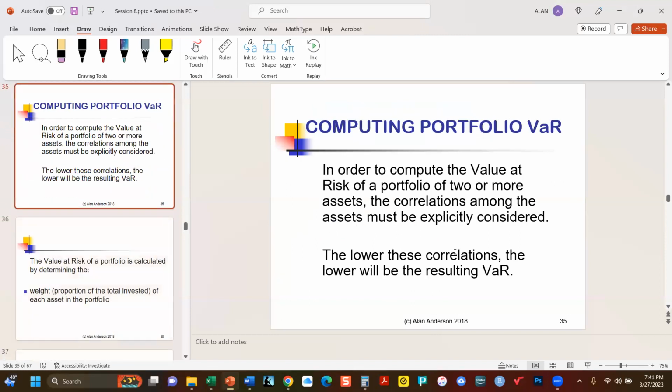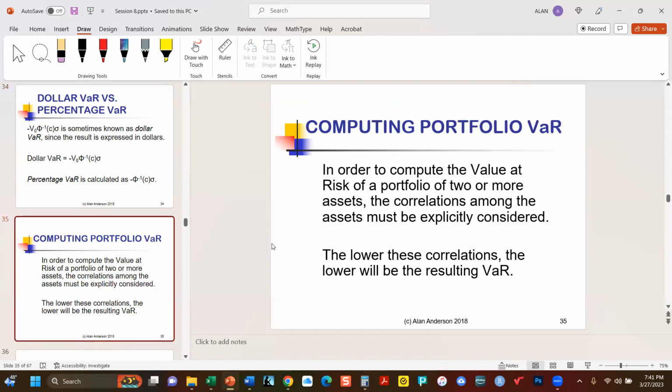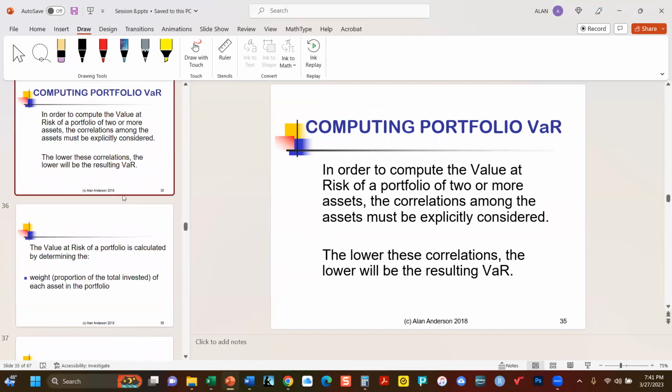Okay, so now up to this point, what we've been doing is calculating the VAR for a single asset. Usually that's not what's going to happen. I mean, the examples we've done at least involved a single asset. What if we have a whole portfolio of something that we want to calculate its VAR for? Well, then things get a little complicated, because we have to consider the correlations between the assets in the portfolio. Now, we're hoping that the correlations are low. The lower, the better.